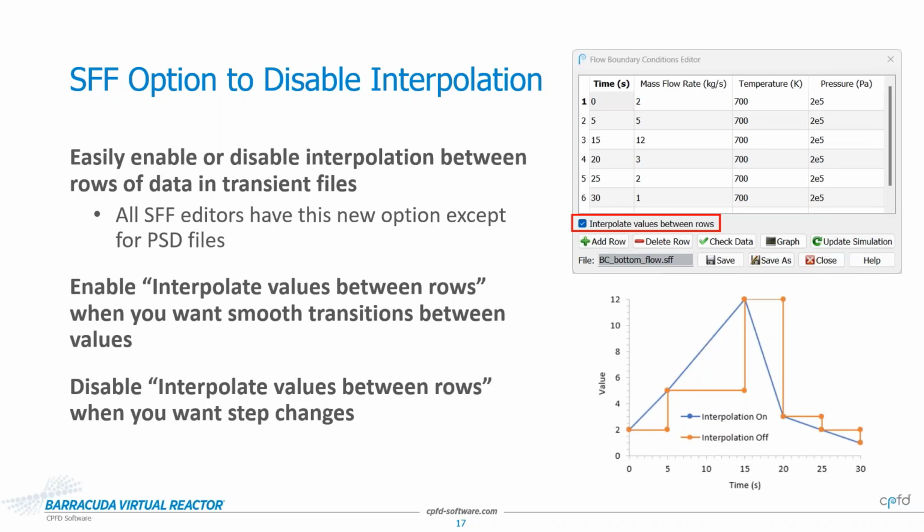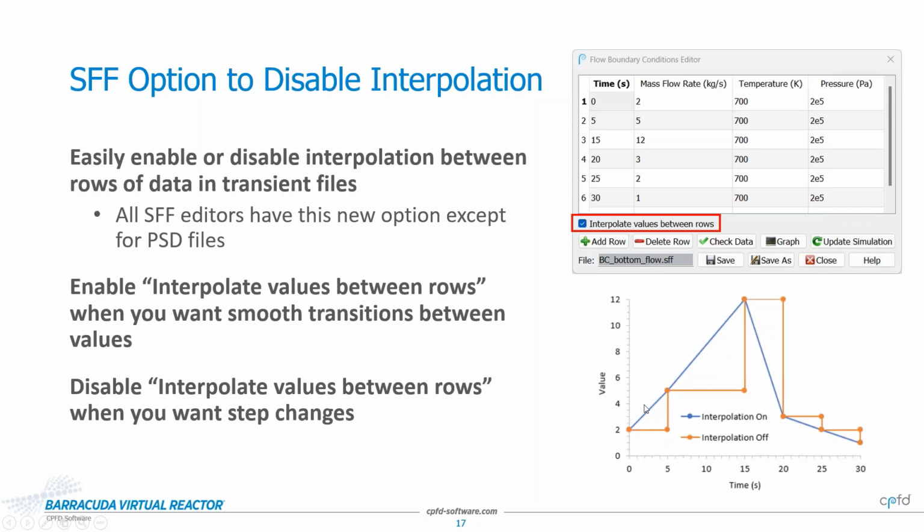Another feature that we've added is something that we hope will make SFF files a little bit more convenient to use in certain cases. As current Barracuda users are probably well familiar with, the traditional behavior of SFF files is that you can vary a parameter over time. Let's take, for example, mass flow rate here. So we put these entries in the SFF file, and the mass flow rate changes from 2 kilograms per second to 5 kilograms per second over the first 5 seconds of the simulation.